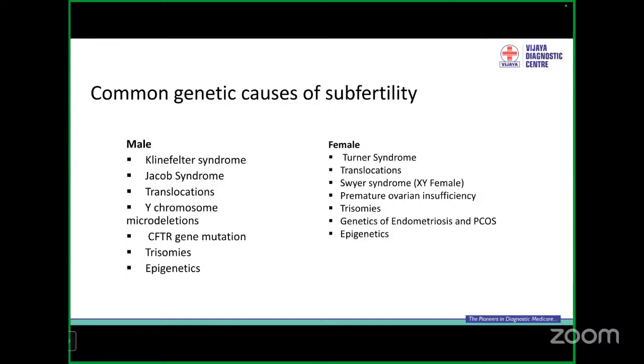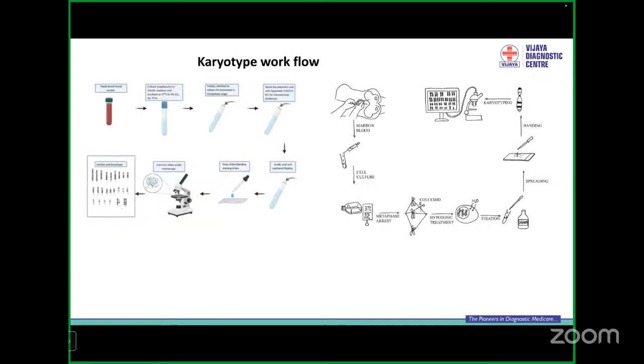So, what are the common causes of subfertility in males? As all of us know, Klinefelter. There are certain chromosome syndromes which are the cause for subfertility. Klinefelter, Jacob, chromosome translocations, Y chromosome microdeletions, some trisomies, and epigenetic factors are the commonest causes. In females, Turner syndrome, translocations, Swyer syndrome, and POF are some of the conditions with which subfertility is seen.